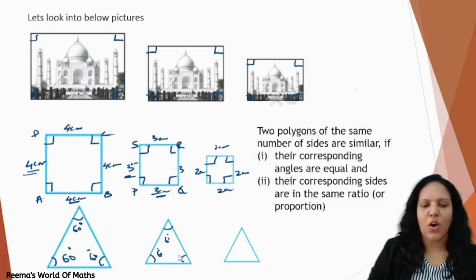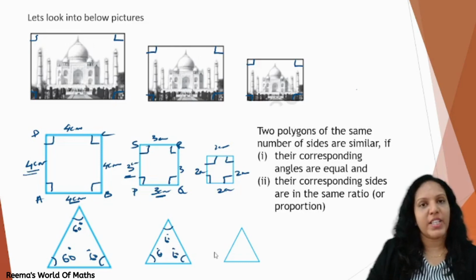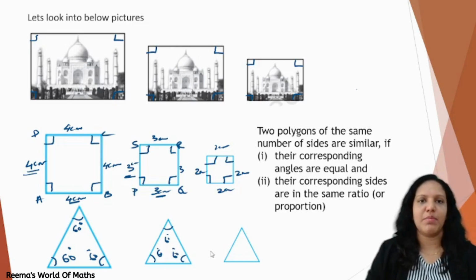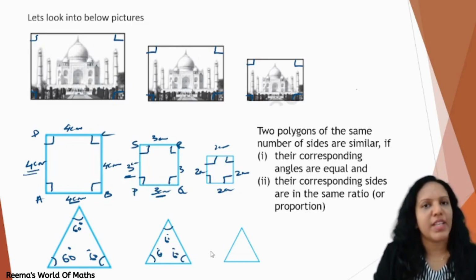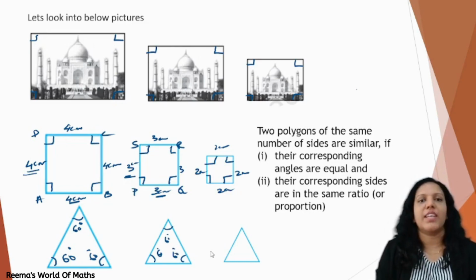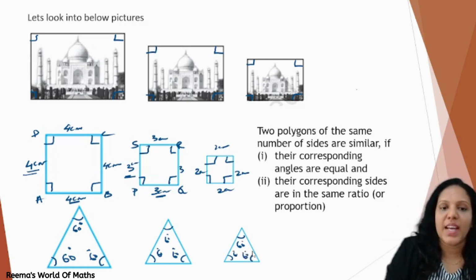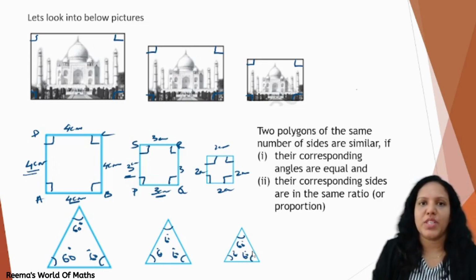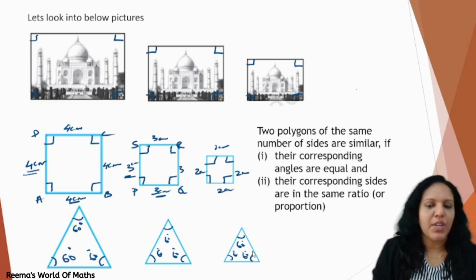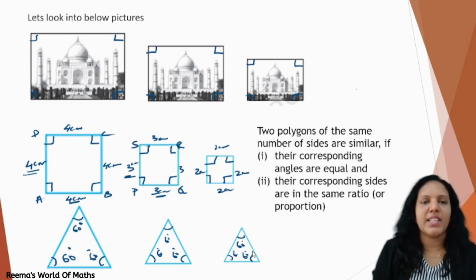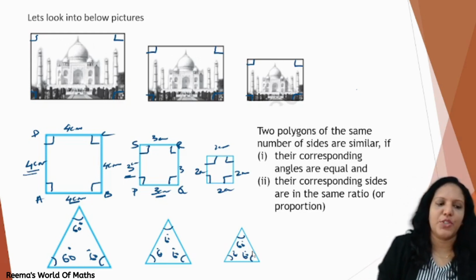So we can say all equilateral triangles are always similar, because equilateral triangles have the same angles. All the angles of an equilateral triangle are the same, always 60 degrees. But if we look into the length of the sides, they will also be in proportion. So two polygons with the same number of sides are similar if their corresponding angles are equal and their corresponding sides are in the same ratio.